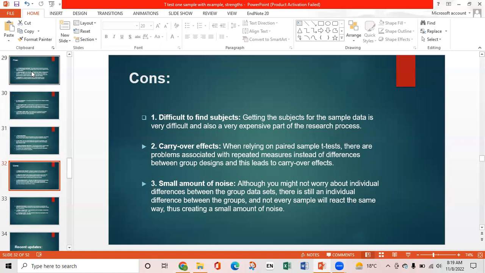Small amounts of noise. Although you might not worry about individual differences between the group data sets, there is still an individual difference between the groups, and not every sample will react the same way, thus creating a small amount of noise.